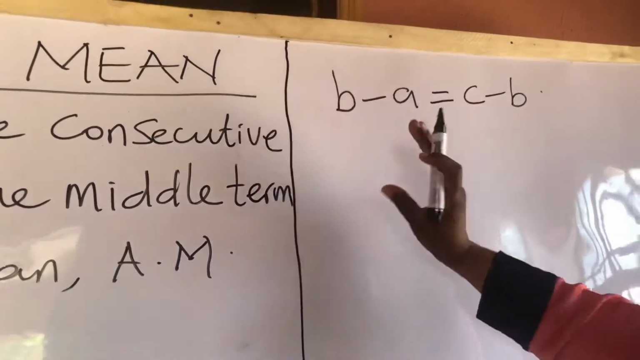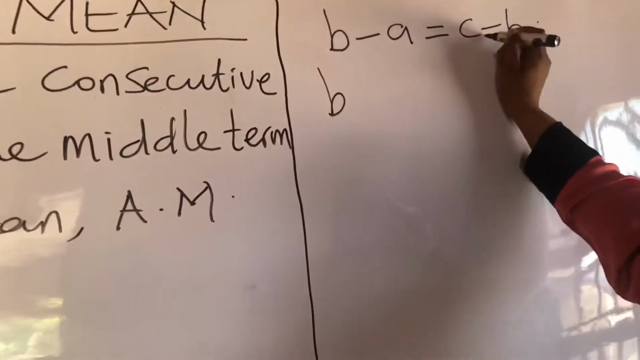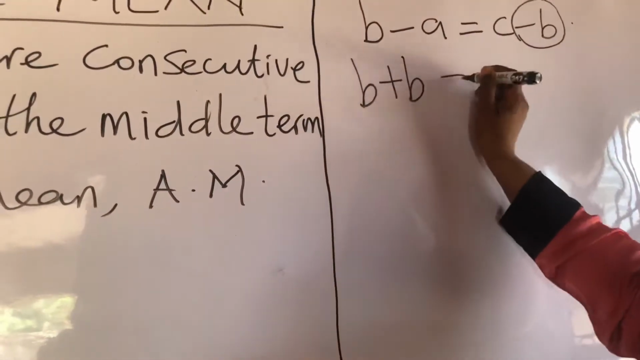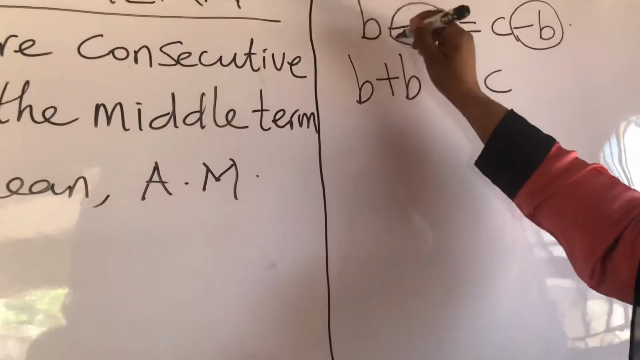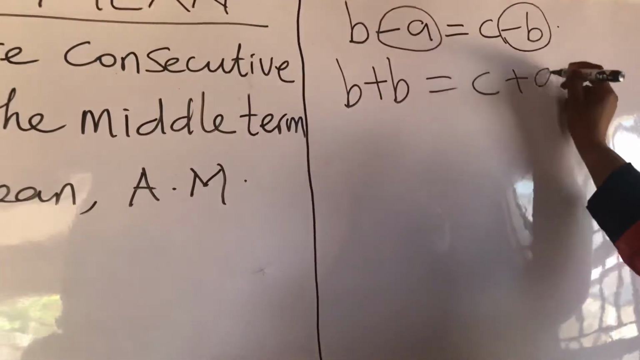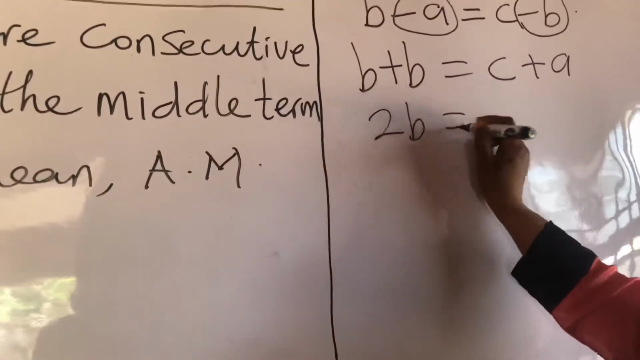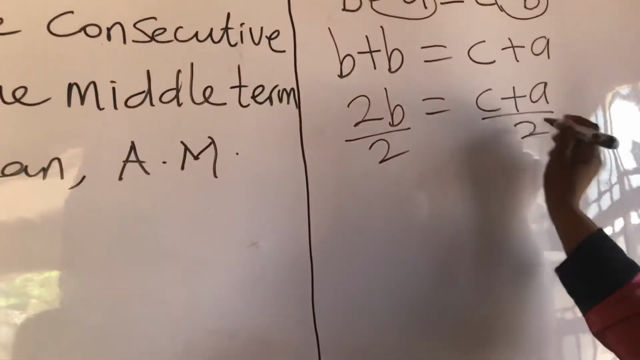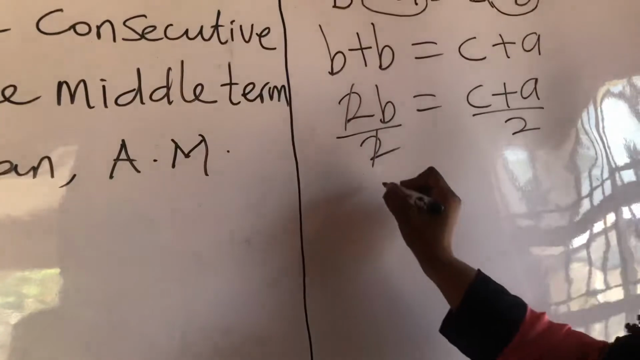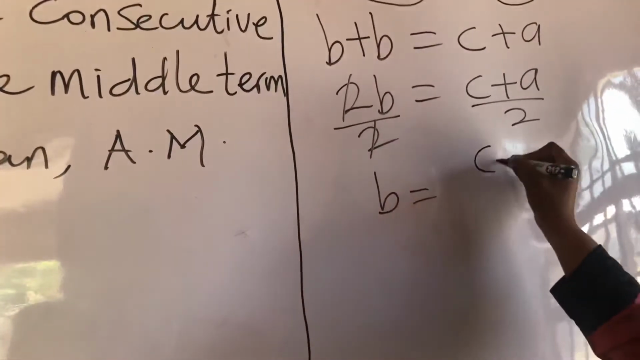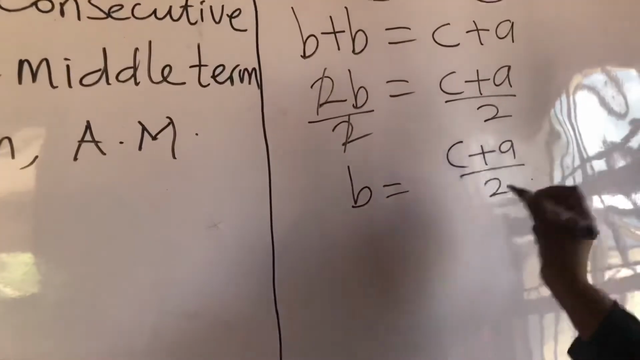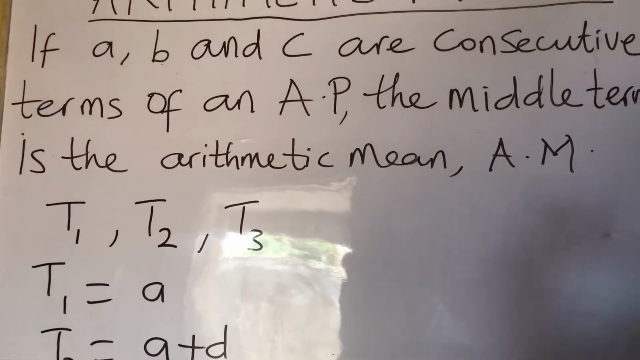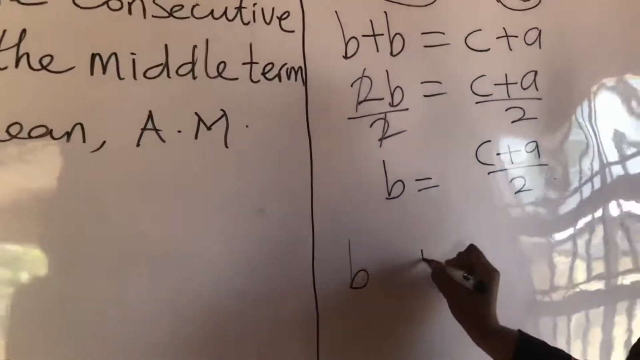So from here, let's collect like terms. This negative B, if it comes in, it changes to positive, is equal to C. Negative A, if it comes out, it becomes positive. So we have 2B is equal to C plus A. So divide both sides by 2 because we want to make B the subject of the formula. So B is now equal to (C plus A) divided by 2. So that's why we said that if we have 3 consecutive terms, the middle one will be the arithmetic mean. So B is the arithmetic mean.